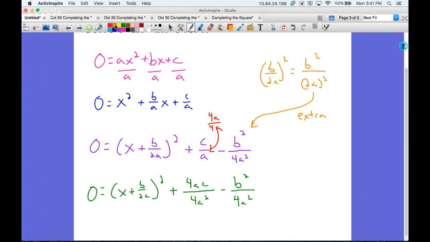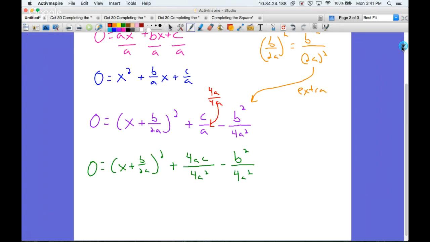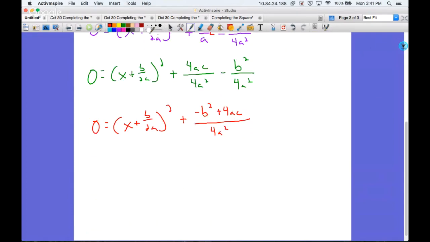All right. Next step, let's combine those. I get 0 equals x plus b over 2a squared plus, I'm going to rewrite this in the way that it actually looks in the quadratic formula. It's negative b squared plus 4ac, and it's all over 4a squared here. All right, I need to subtract this big fraction from both sides. So I'm going to subtract it from here, I'm going to subtract it from here. I'm going to essentially move it over here and make it negative.